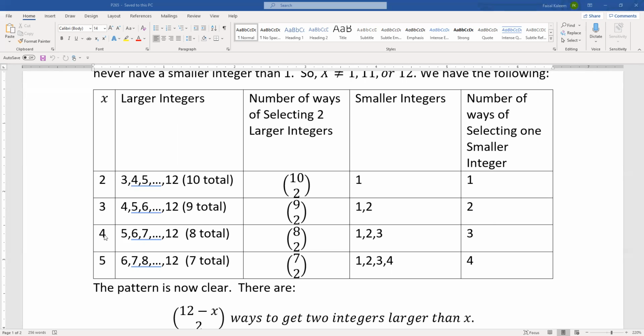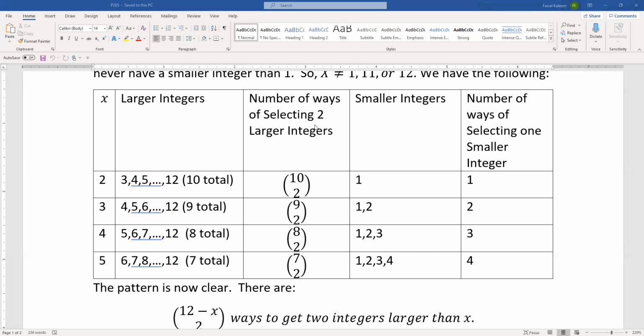And when X is 4, we have 1, 2, 3, which are 3 integers available that are smaller than 4. And so we have 3 choices of selecting an integer smaller than 4, and so on. So now that's enough. In fact, even 3 rows were enough to see the pattern.